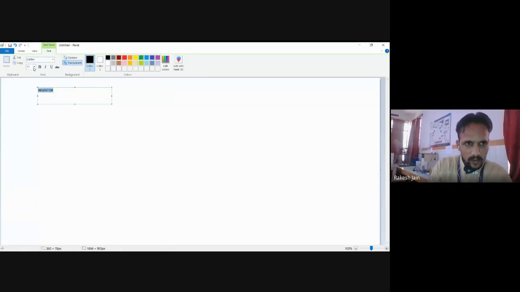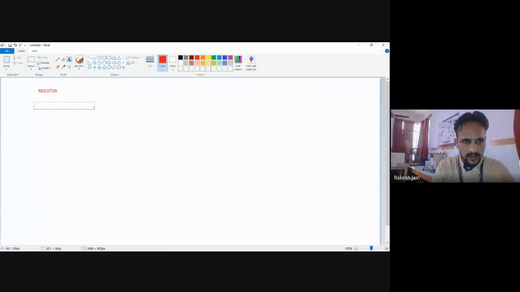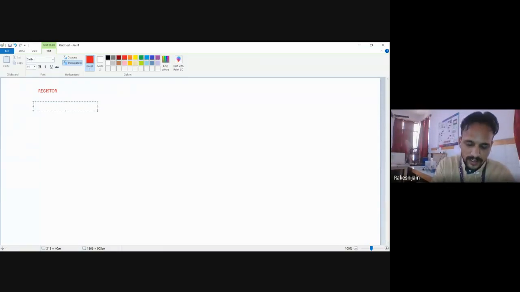As I have already told you in the previous lecture about the meaning of resistor, once again I am going to tell you that a resistor is a device which provides obstacle in the flow of current. Resistor is a two-terminal device which is used to provide obstacle in the flow of current. So it is a device which provides obstacle in the flow of current.